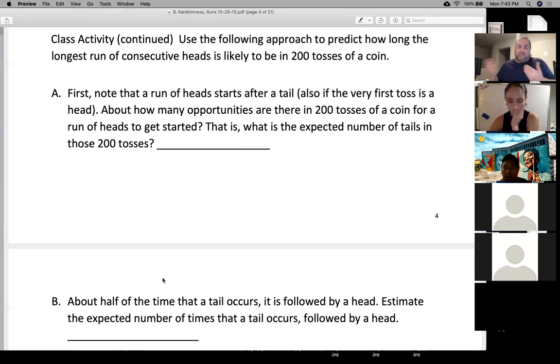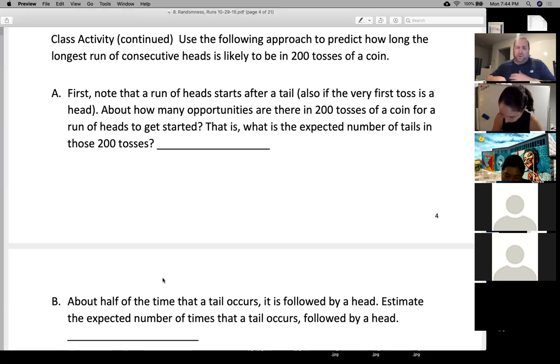Yeah. And half of that should be how many I have 3 in a row, which is about 25. And half of that should be 4 times in a row, which is 12.5. And half of that should be 5 times in a row, which is 6.25. So I really should have 6 opportunities for a streak of 5 heads.